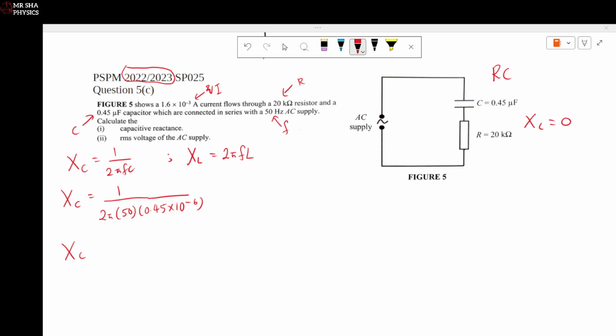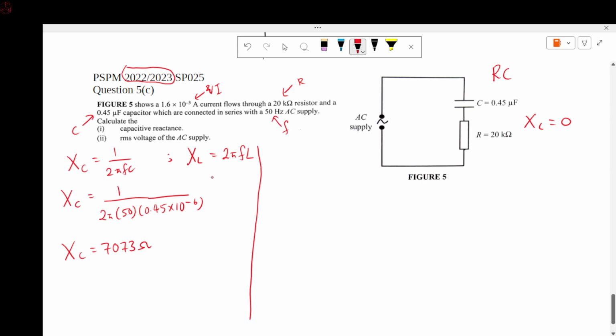Now, take a minute and input that into your calculator, and what you'll find is that it is going to be 7073 ohm. So that's about 7 kilo ohms. All right, so we have answered the first part of the question.